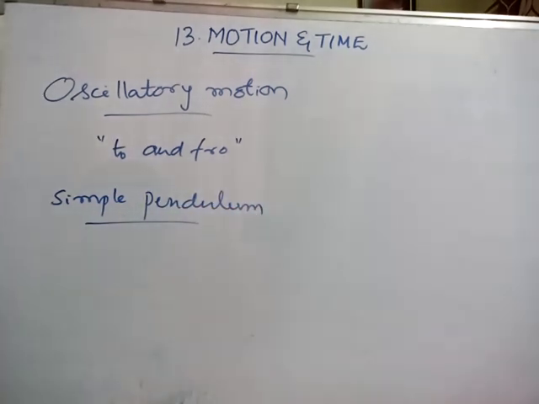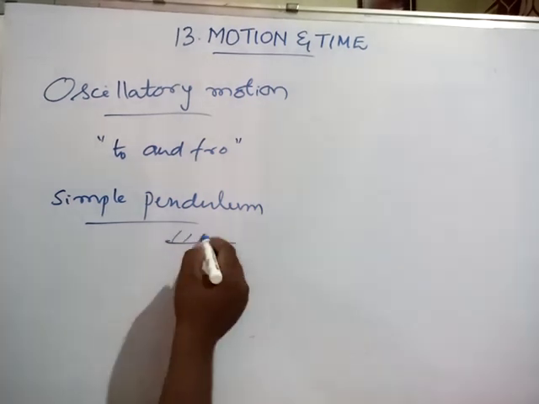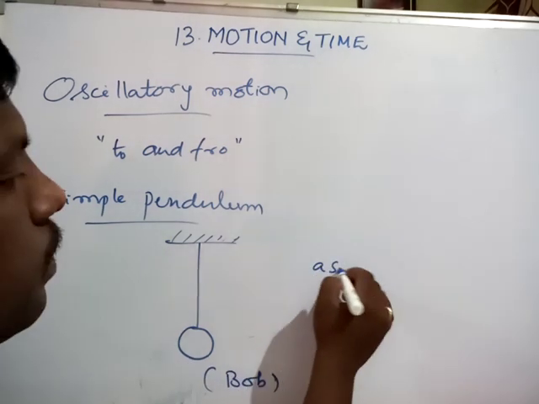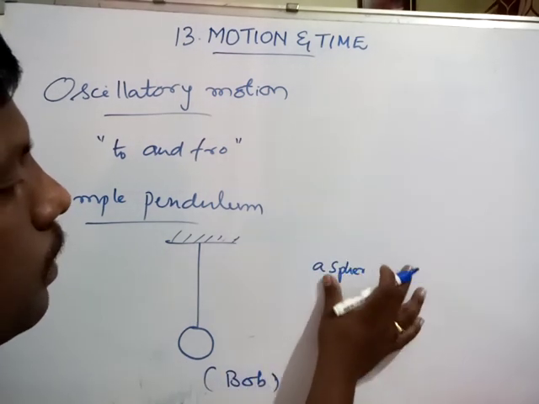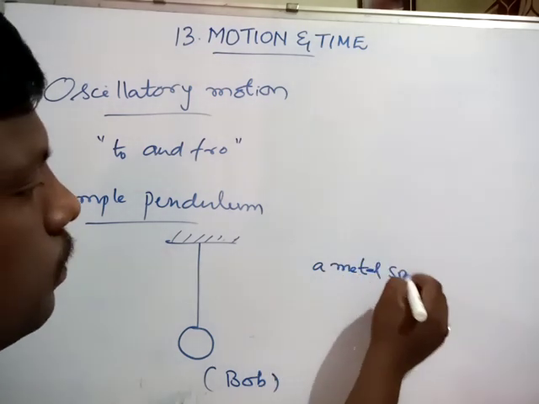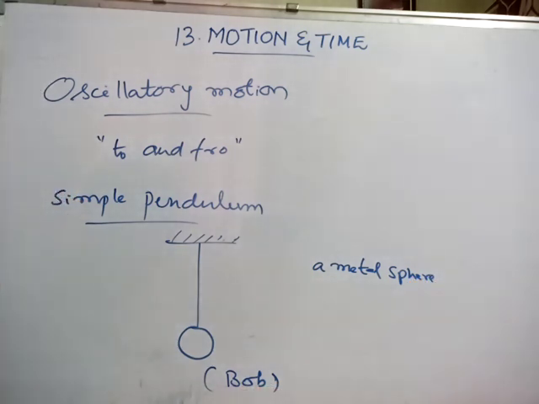In the simple pendulum, there is a fixed support and a thread, which is attached to a spherical ball. What do we call this? Bob. What is a bob? A small metal sphere. This is what we call a bob. Now this simple device is what we call a simple pendulum.